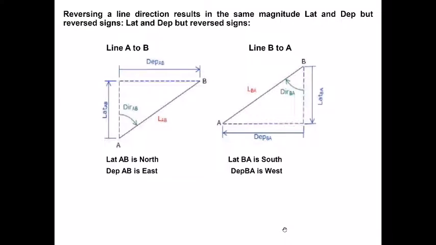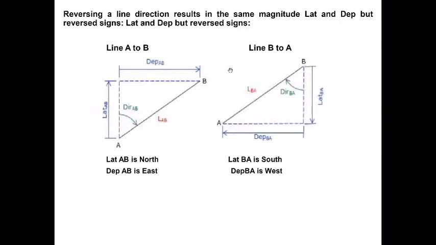So two more examples. The line AB. So it lies in the northeast. So latitude AB is north and departure AB is east. But like I discussed before, it all depends on your direction of survey. So if you have a closed survey, you can either go in this direction or you can go in the reverse.